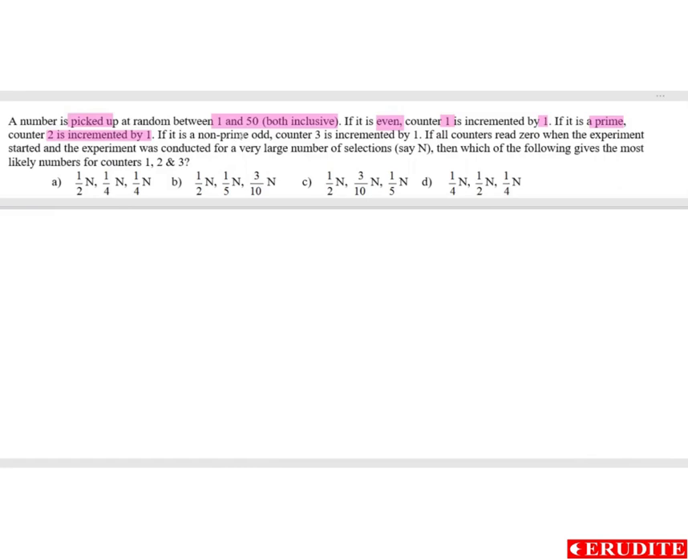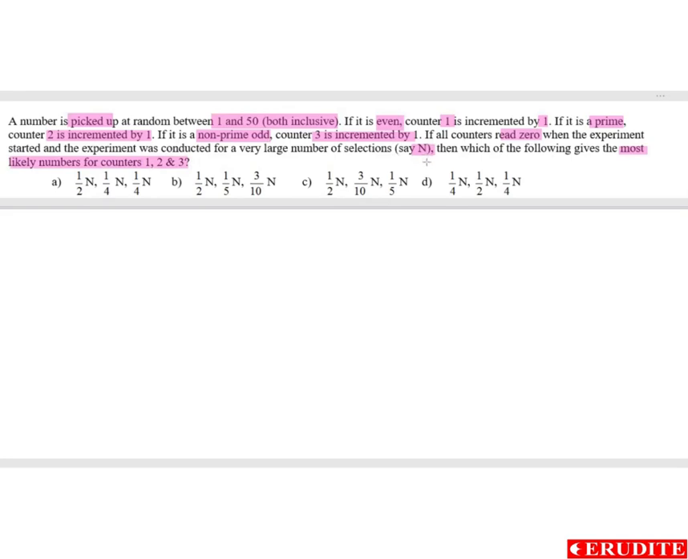If it is non-prime odd, then counter 3 is incremented by 1. If all counters read 0 when the experiment started, and the experiment was conducted for a very large number of selections, say n, then which of the following gives the most likely numbers for counter 1, 2, 3?